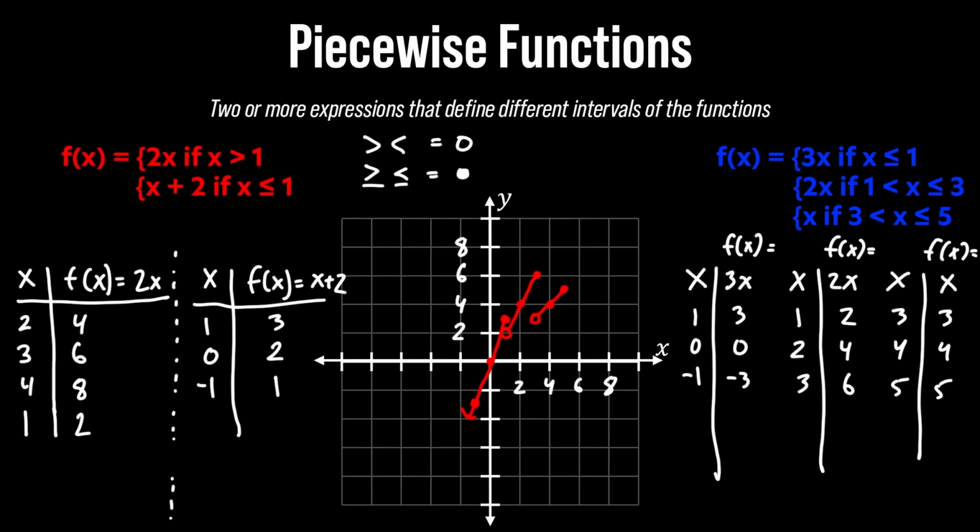Now notice that the second and third expressions don't have arrows extending infinitely outwards. This is because they're both constrained from 1 to 3 and 3 to 5. Only the first one is not constrained, as in x can be less than 1 and go infinitely downwards that way.